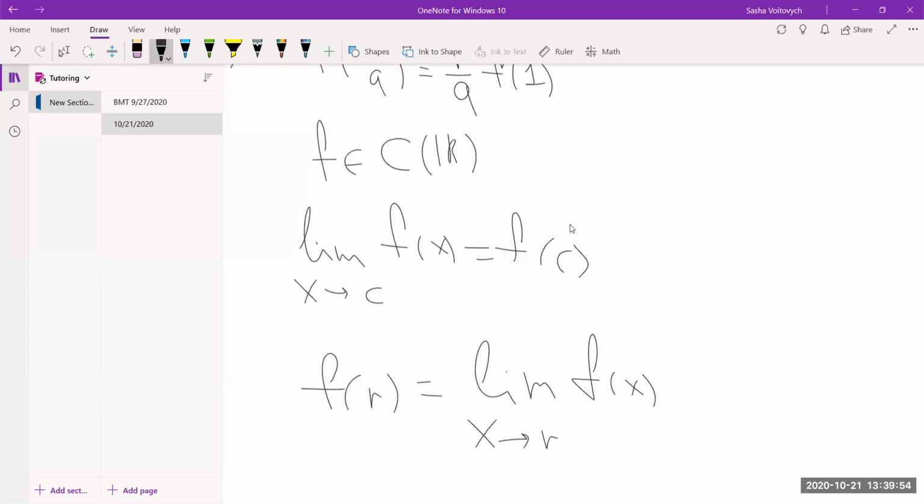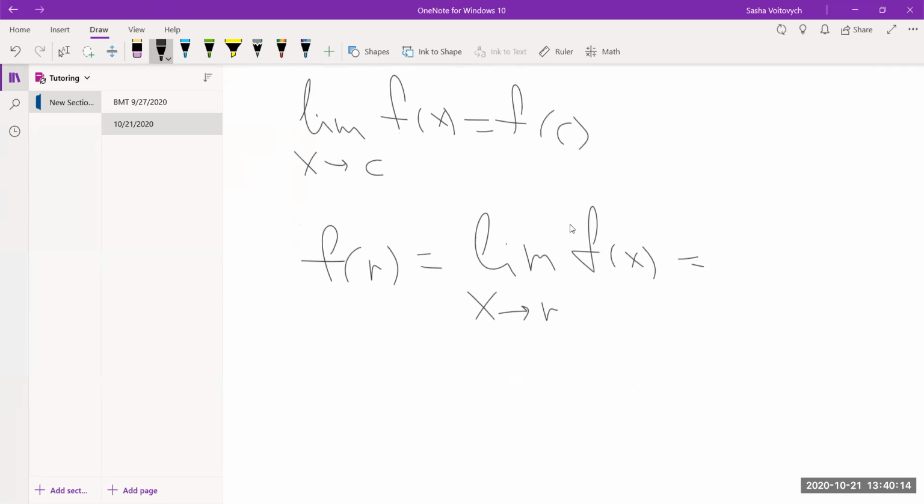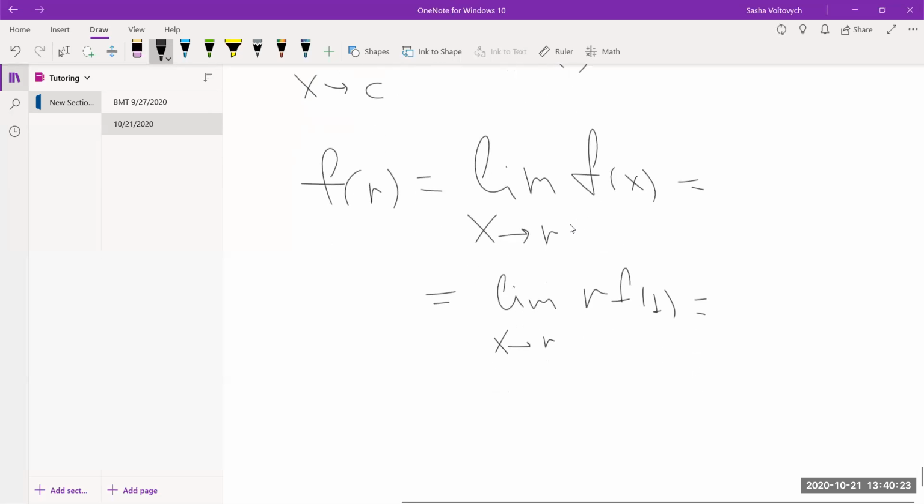Yeah, f(x) when x approaches r. So if we take x to be rational every time, we approach it with a sequence of rational numbers. Any real point can be approached with a sequence of rational numbers because rational numbers are dense. Then at any point, this f(x) would be equal to x f(1), and this limit is very easy.